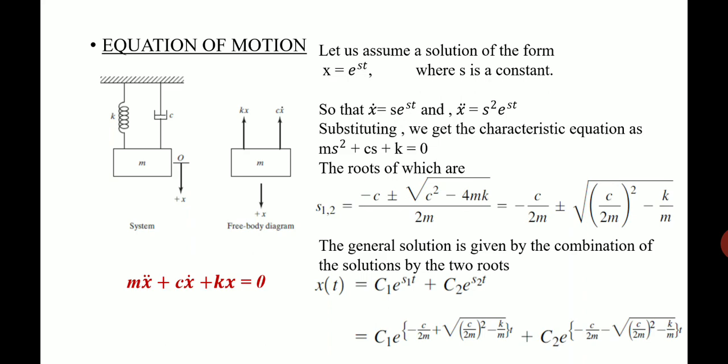Okay, so this will be the solution for the differential equation mx double dot plus cx dot plus kx is equal to 0. This is the normal way of solving. Being a homogeneous equation, it can be solved in the normal way, and the solution will be of this form.